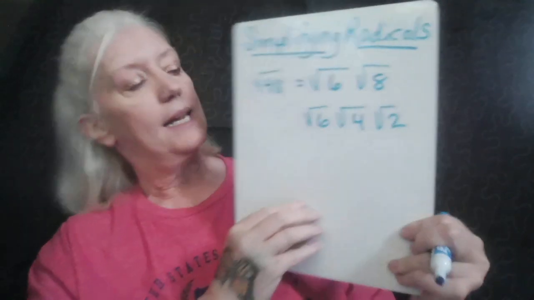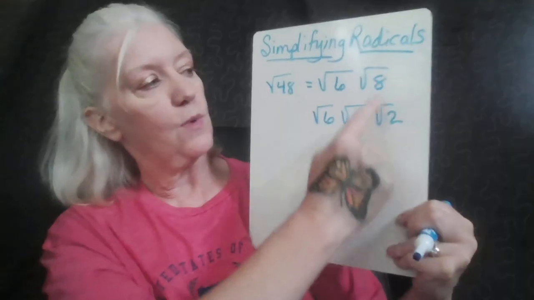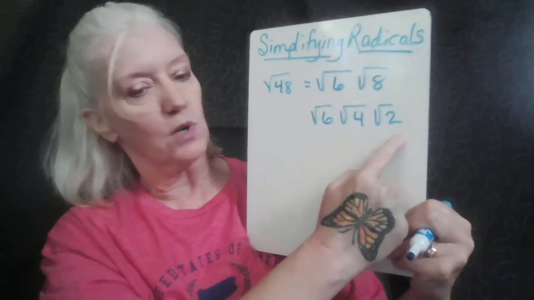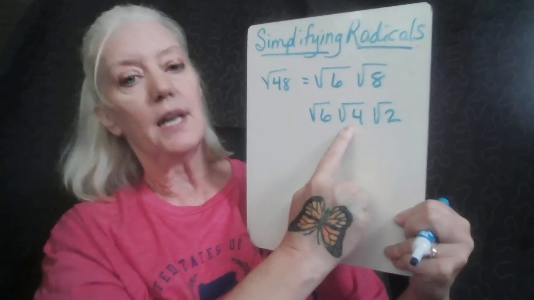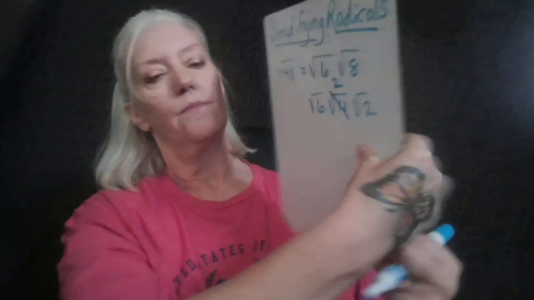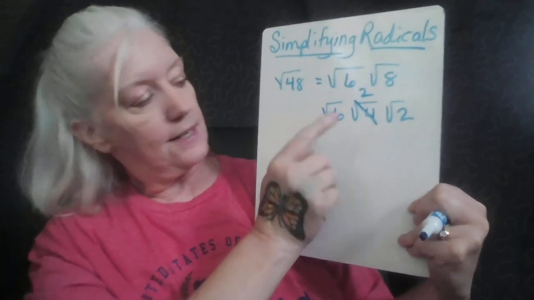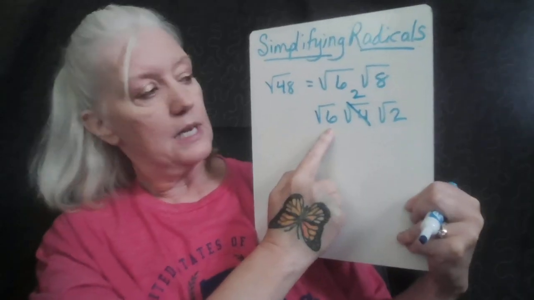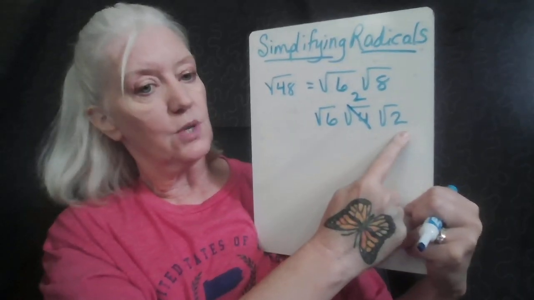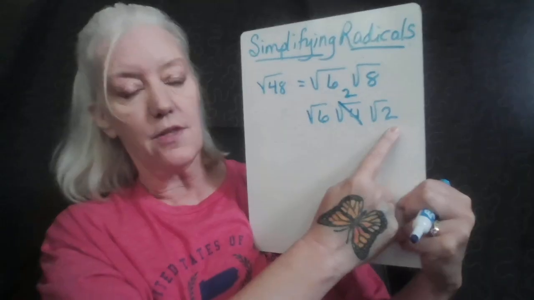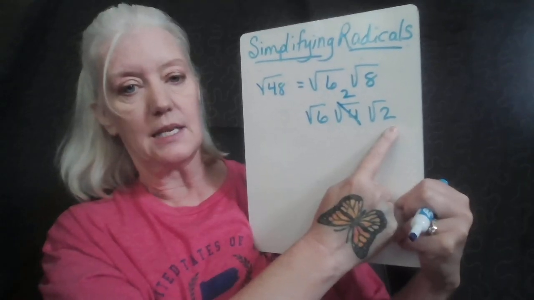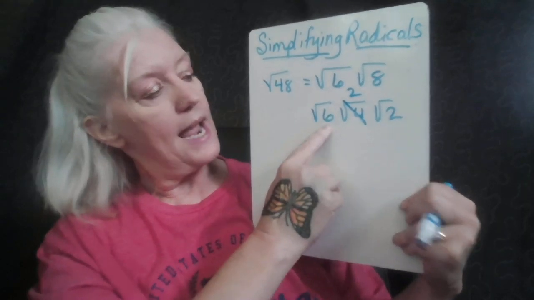I'm going to break that 8 up into 4 times 2. Square root of 8 becomes the square root of 4 times the square root of 2. Now, the square root of 4 is 2, so I can cross that off and make it a 2. Okay? Now, I said I was going to leave this one alone, but since I have this square root of 2 here hanging out, I need another square root of 2 in order to make it come out of the radical. So I am going to break up my 6 into 3 times 2.